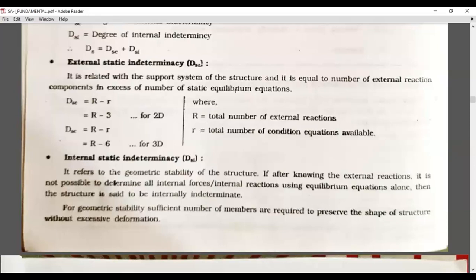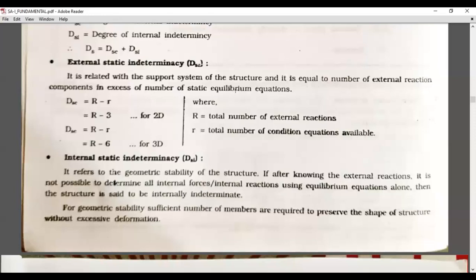Capital R is known because the structure is known, and then we can find which forces are unknown and which forces are known. And small r is always fixed: for a two-dimensional structure it is equal to 3, and for a three-dimensional structure it is equal to 6. Because in a two-dimensional structure we can only see x, z or x, y or y, z, the rest of the directions are invisible in two dimensions. But in the case of three dimensions, all directions are visible.